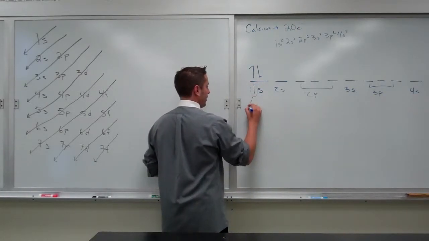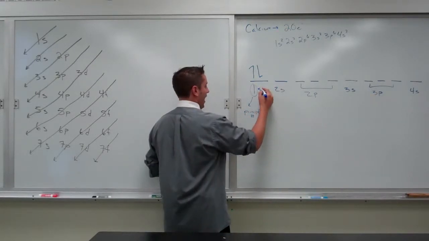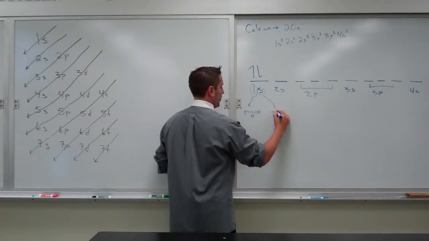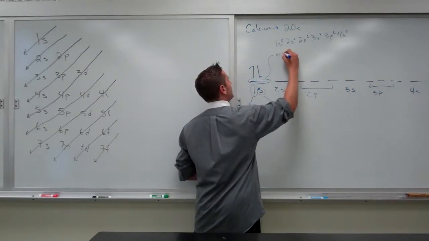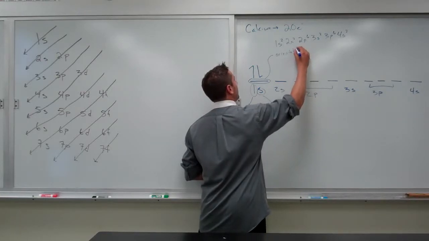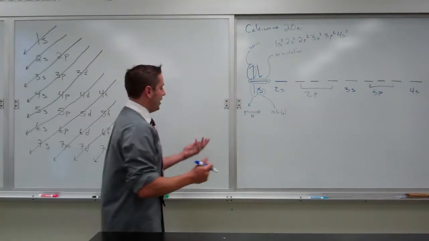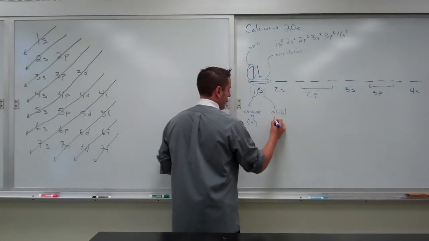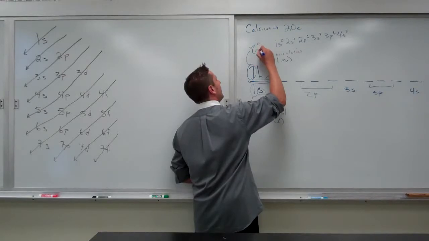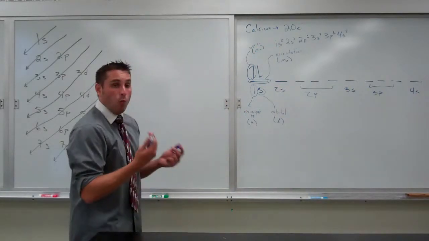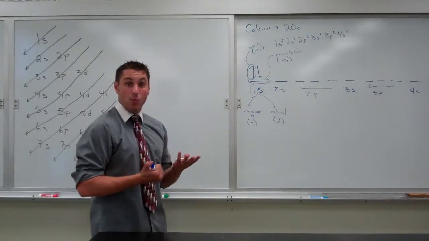The 1 is the principal. The s is the orbital. The line is the orientation. And the arrow is the spin. And each of these gets a letter. Principal is N, orbital is L, orientation is M sub L, and spin is M sub S. Now we'll just do the pictures with the arrows, but I want you to see how that works and why this is said to be more specific.